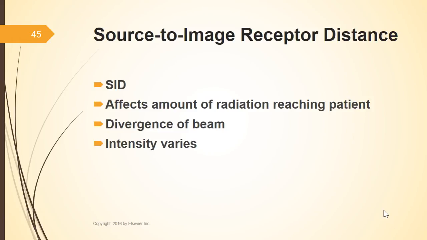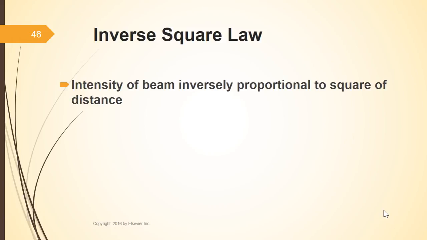So the relationship between the distance of your tube and the beam intensity is described by something called the inverse square law. The inverse square law is extremely important, and it is one of those formulas that you need to know, but you also need to know how to work the problem. The inverse square law states the intensity of the X-ray beam is inversely proportional to the square of the distance from the source. Because the beam intensity varies as a function of the square of the distance, SID affects the quantity of radiation that reaches the IR.